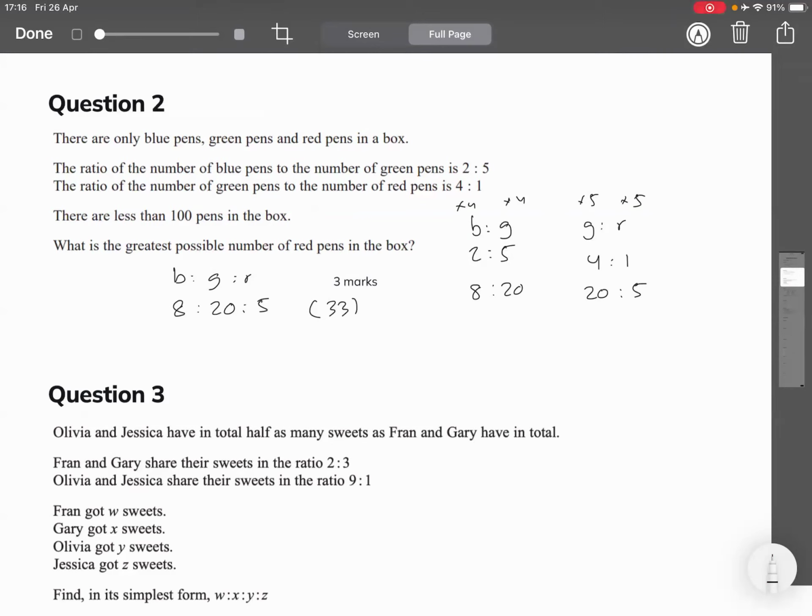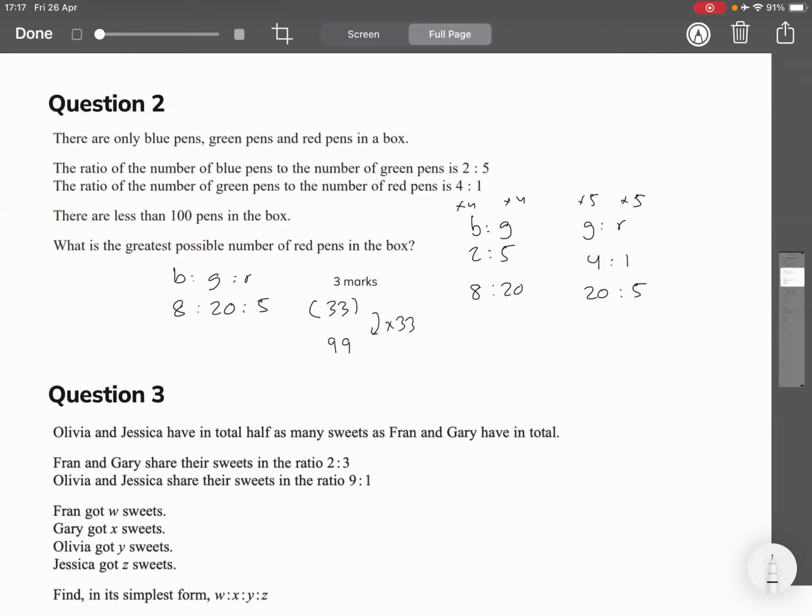99, isn't it? Yeah. And if I times it by any more than that, does it become more than 100? Yeah, it goes through 100. So the max we can have is 99. The question says there are less than 100 pens in the box, so what's the biggest number we could have? So everything gets times by 3.